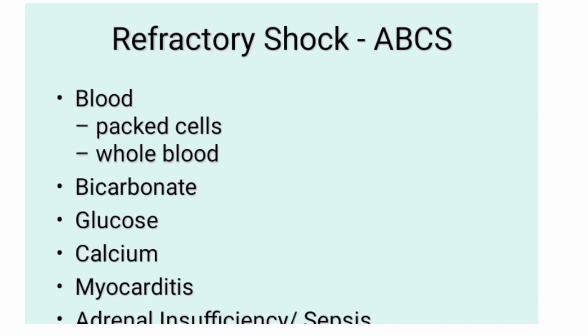So if a patient comes with dengue hemorrhagic fever, you may give him fluid therapy, the dextran, the normal saline, but the patient is not responding. So you will check all these parameters: his bicarbonate, glucose, calcium, for any evidence of adrenal insufficiency, sepsis, myocarditis, and low HB. These should be checked and managed accordingly.